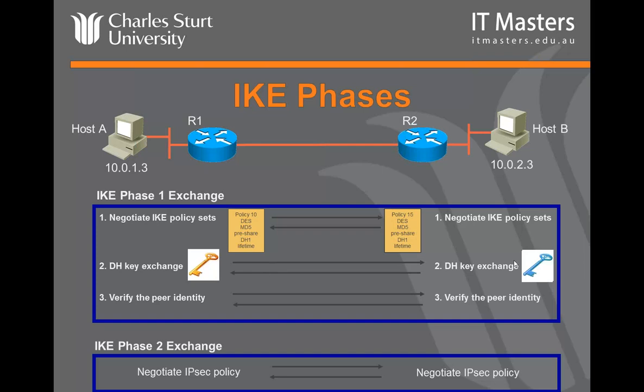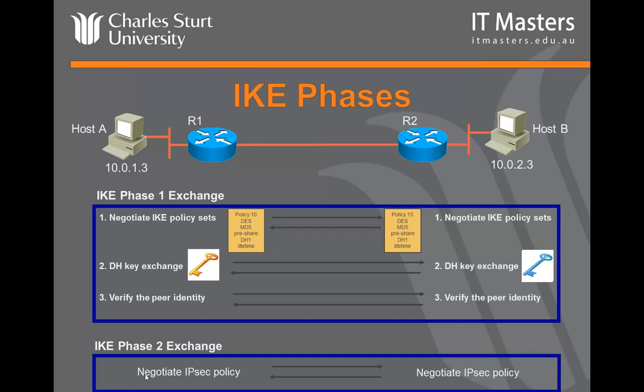Okay, so they exchange the key using the Diffie-Hellman algorithm. They then verify the peer identity, so router 1 will verify that this one is router 2. So that's your IKE phase 1. That's actually just the exchange of keys to set up the IPSec. So this is before IPSec has even been initiated.